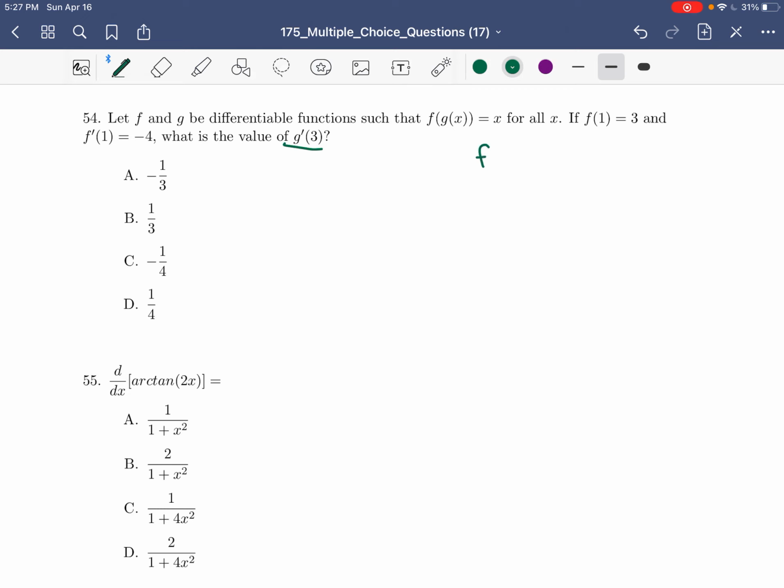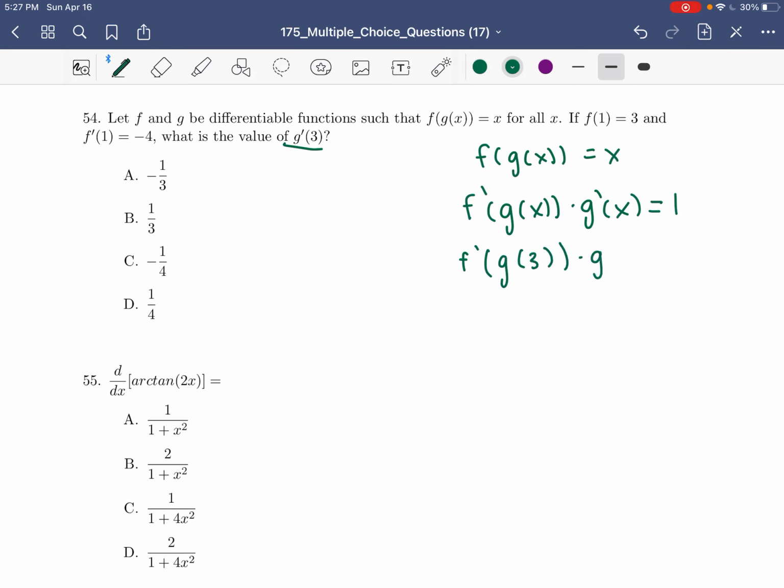So we're looking for g prime again. So I have f of g of x equals x. Just find the derivative. So that uses chain rule. And now we just plug in the value we need. So f prime g of 3, g prime of 3 equals 1. We divide because we want that g prime of 3 by itself.